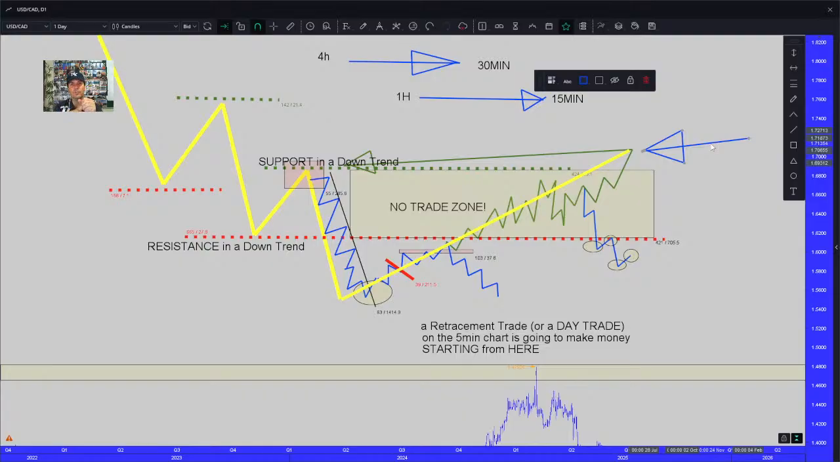Of course, I'm buying because we're not in a downtrend anymore. We're in an uptrend, right? How many of you buy breakouts like this? Everybody? There is no right or wrong.